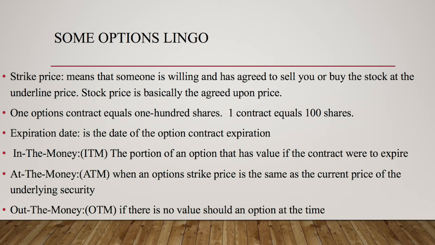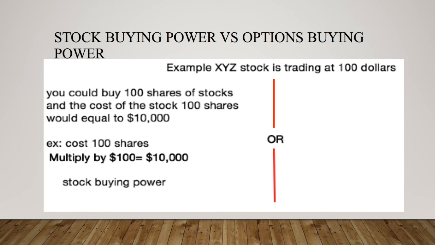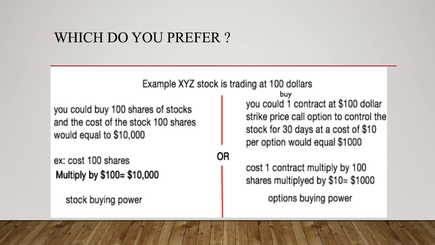for example 780, around there. Okay, so in this slide we're going to talk about stock buying power versus option buying power. So here we have example XYZ stock. XYZ stock is trading at $100. So if you want to buy 100 shares of XYZ, which is trading right now at $100, you're going to have to multiply 100 shares times $100. So basically, you need $10,000 to buy XYZ. Now, in this slide, we introduce the option buying power.